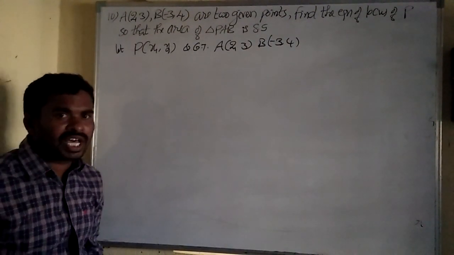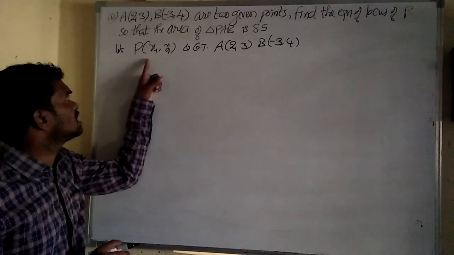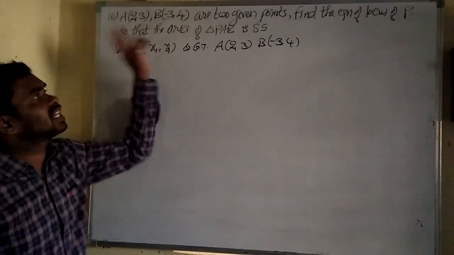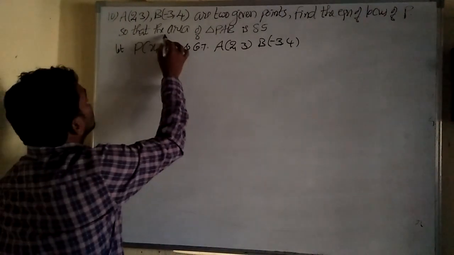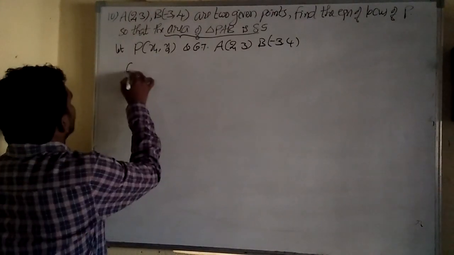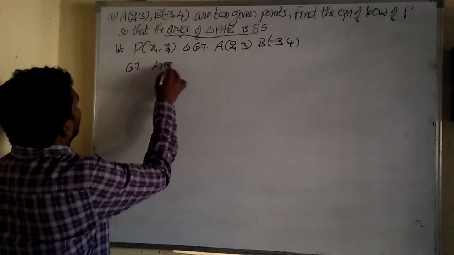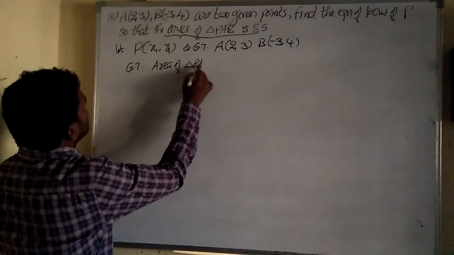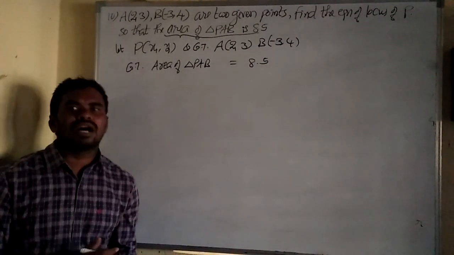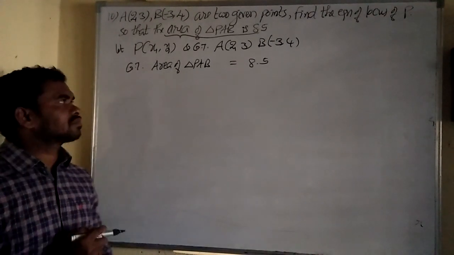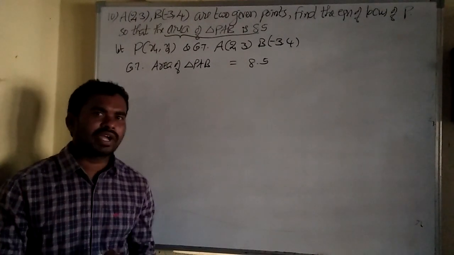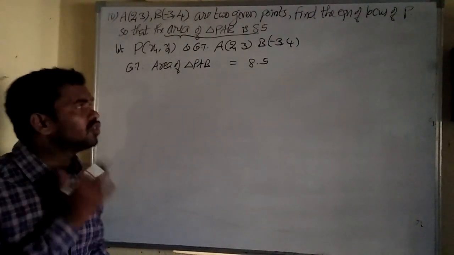And what is the condition here? The condition is important. First point is P (x1, y1), second and third points are the given points. What is the condition? The area of triangle PAB is 8.5. So given that area of triangle PAB is 8.5. What is the area formula? In part 1, I told what the area formula is. Don't bother about that, I will tell you again.